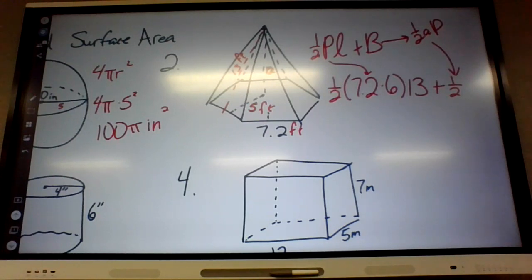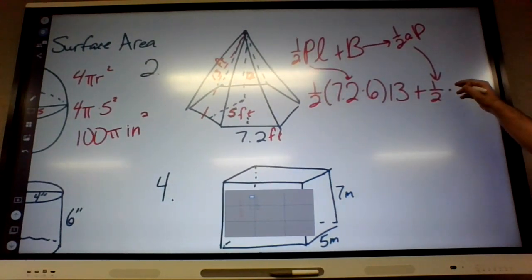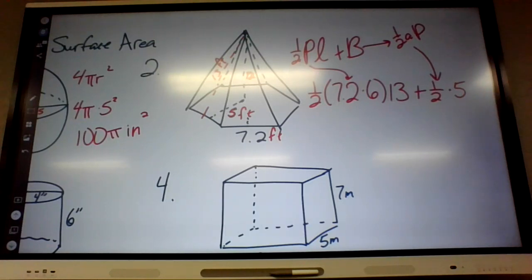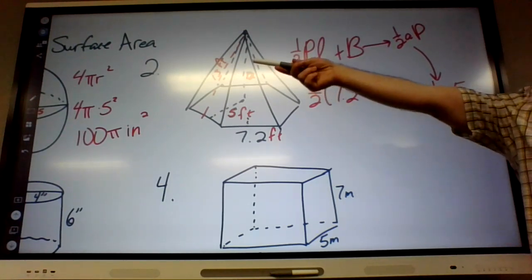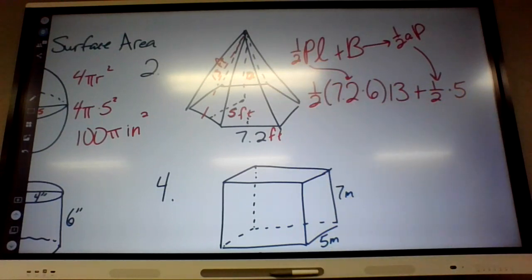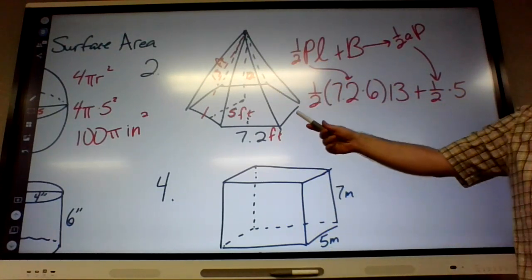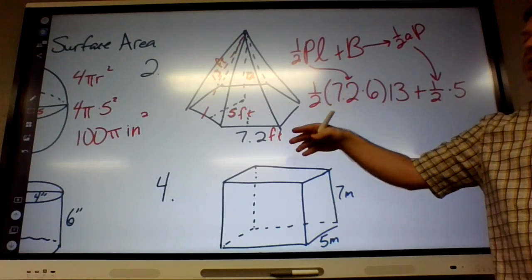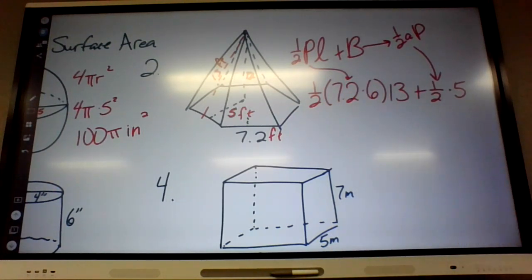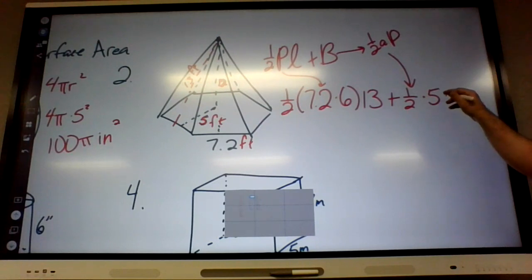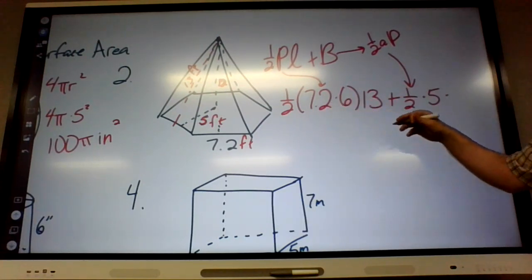So what's the apothem? 5. Wait, is the 1/2 AP just for the base? No, the 1/2 AP is for regular pentagons, hexagons, octagons, those kinds of things, anything that's not a normal shape, beyond a rectangle. Okay, and the perimeter was 7.2 times 6.